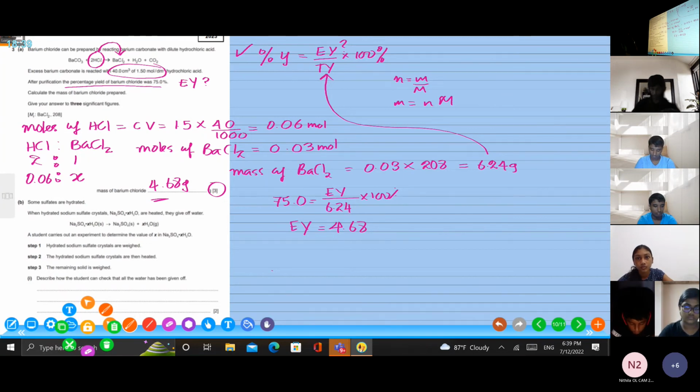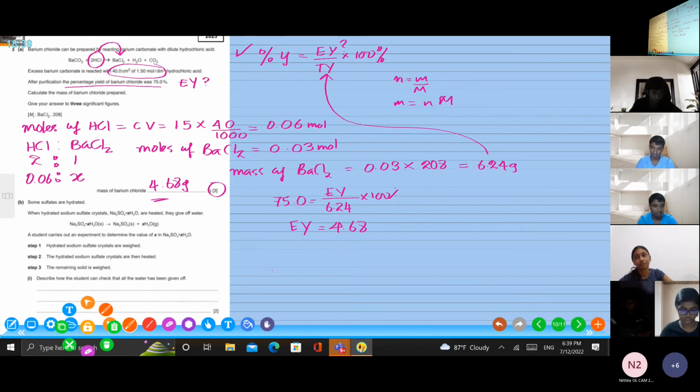Describe how a student can check that all water has been driven off. Hydrated, the remaining solid is... How do you know all water is gone? You put anhydrous copper sulfate to that. Okay, good method. Anyone else? No idea.